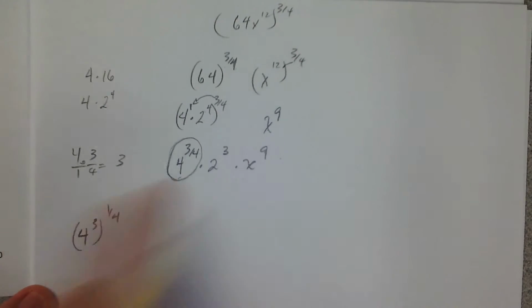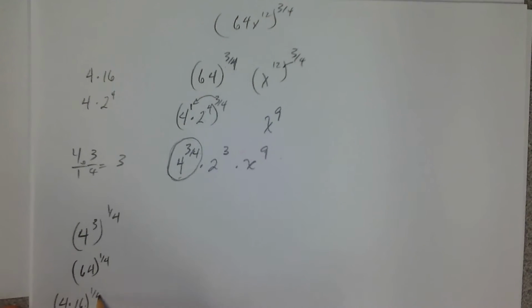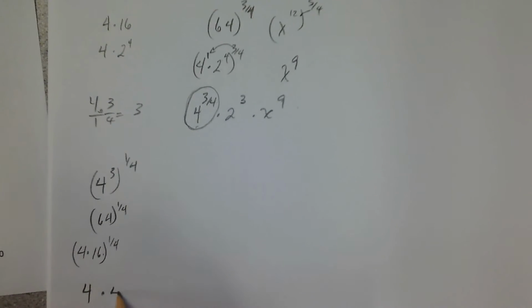This right here and this right here are exactly the same. And 4 cubed is 64. And I'm familiar with 64 because we just did it. That is 16 times 4, right? So 4 times 16 to the power of 1/4. And 4 times 2 to the power of 4 times to the power of 1/4.